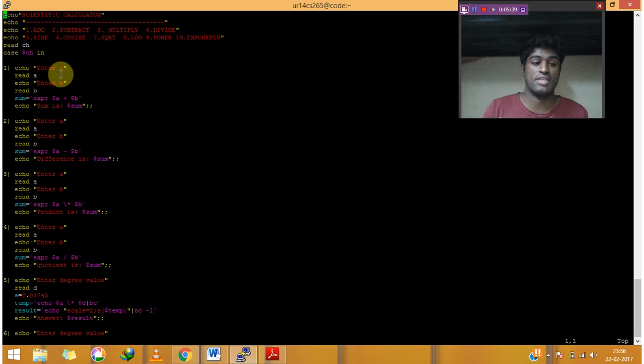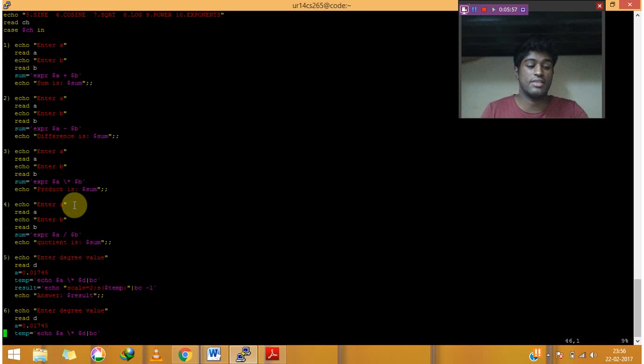The first one is add, so the basic expression a plus b. Second one is a minus b, subtraction. The next one is multiplication, a into b, and the fourth one is division, a divided by b. Fifth one is sine, and for sine, I'm using a equal to 0.1745, which is used to convert degrees into radians, which is to be used in the function s.